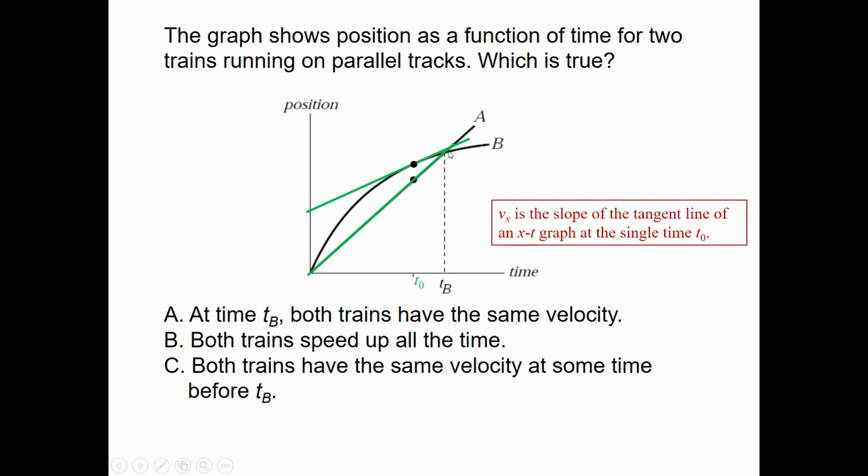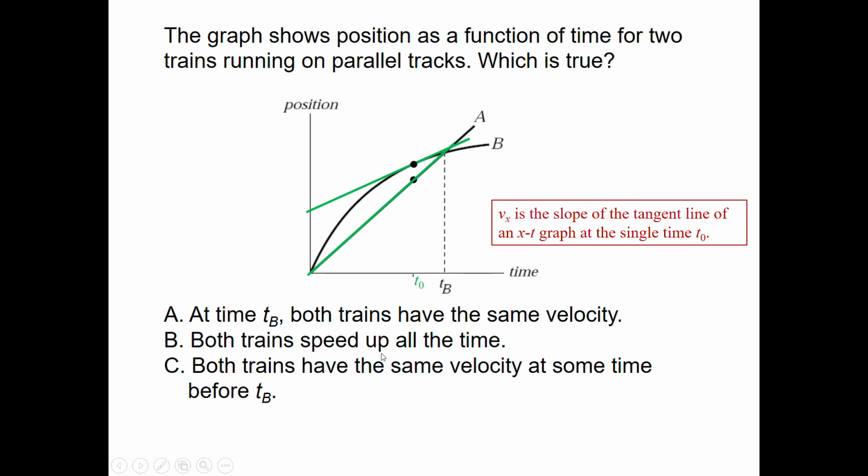And the first thing to realize that I didn't really illustrate on here is that at time tb, both trains don't have the same x velocity. If I attach a tangent line to A, it's going to be going up like this, whereas B is going to have a smaller slope. So the slopes of the tangent lines are different. They have different x velocities.